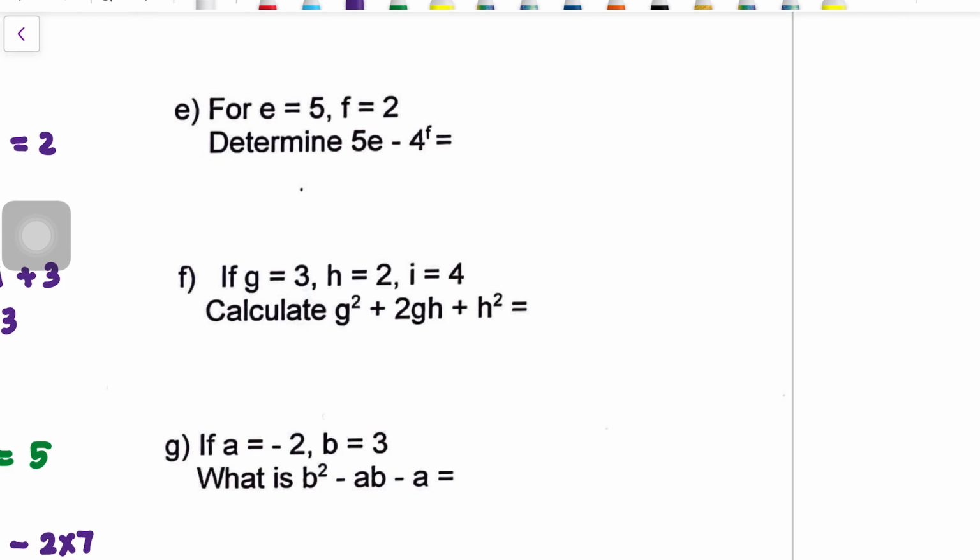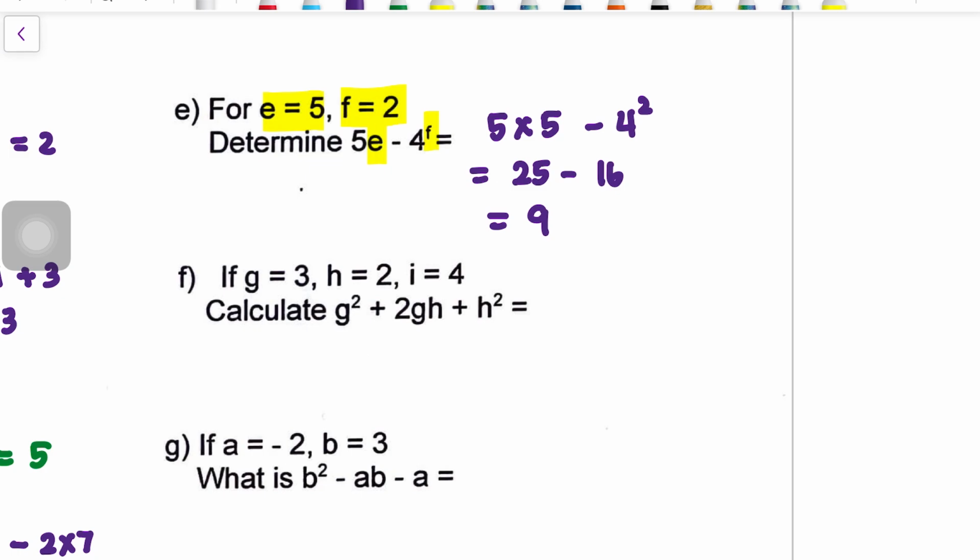For E is equal to 5 and then F equals 2, we are supposed to find 5E minus 4 to the power of F. So 5E is 5 times E, so 5 times 5 is 25. 4 to the power of F, F is 2, so that will be 4 squared, which is 16. So that will be 25 minus 16, so that will be 9. That's it.